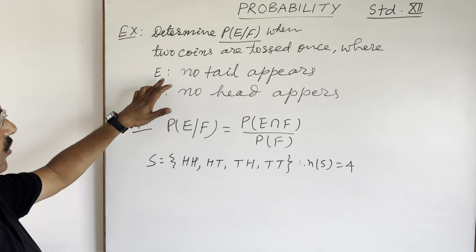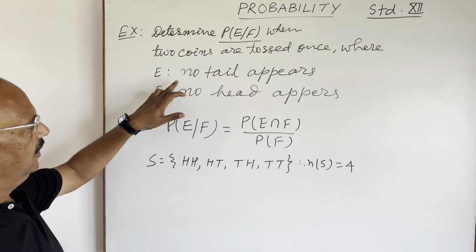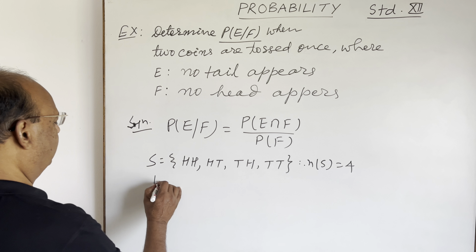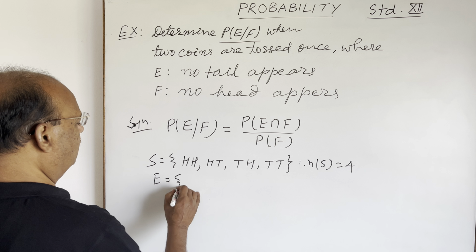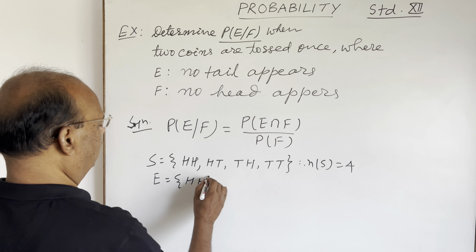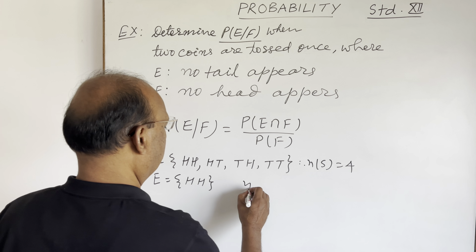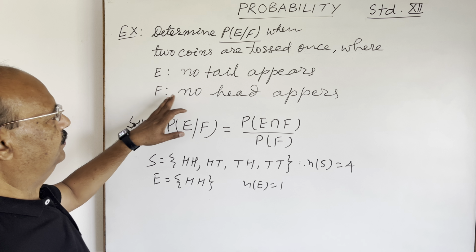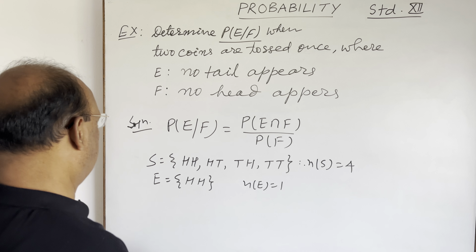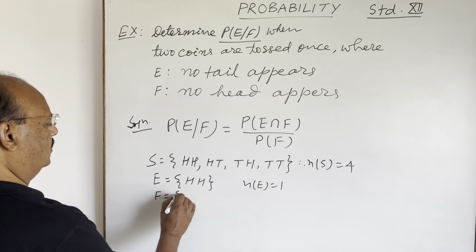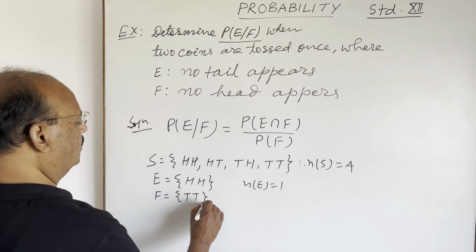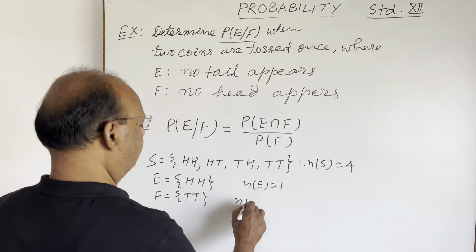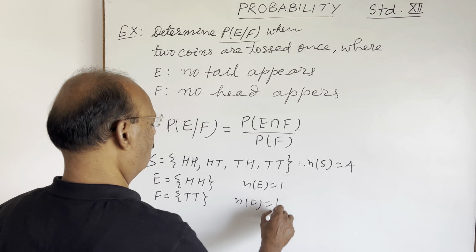Next, now let us see event E. Here no tail appears. It means event E has the element HH only. So here n(E) is equal to 1. And what about F? No head appears. So F will be TT only, since no head appears here. So here n(F) is equal to 1.